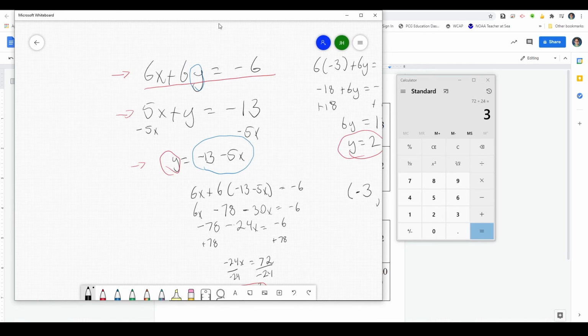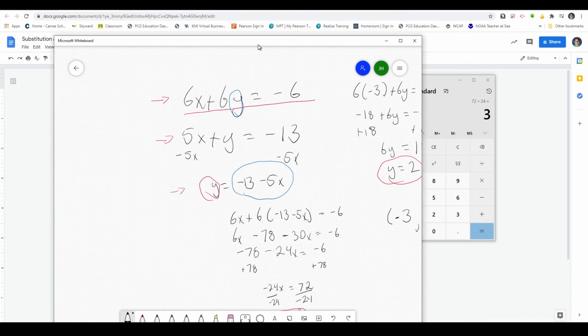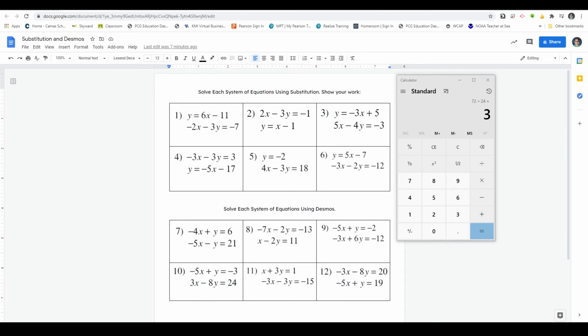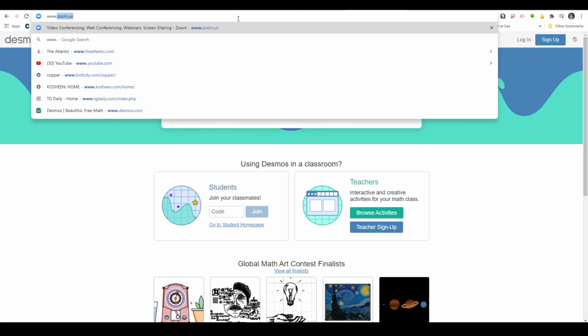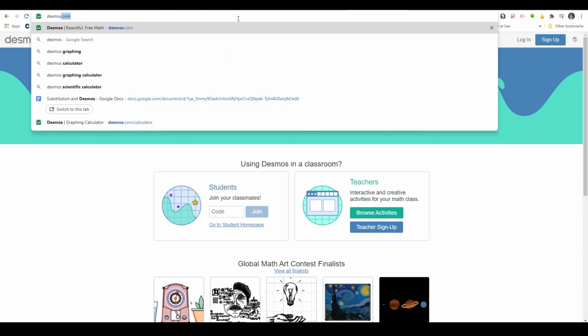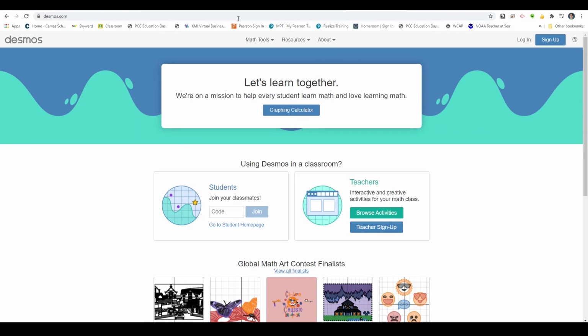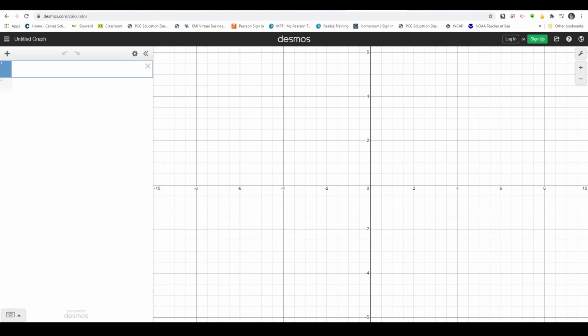Now, you guys probably have not been exposed to a graphing calculator yet, but I'm going to go ahead and do that right now. So where you want to go is on your Chromebooks, type in desmos.com. This is free to you, unlike when I was a kid and we had to pay $100 for a TI-83. This is fantastic. Click on this blue button here that says Graphing Calculator.